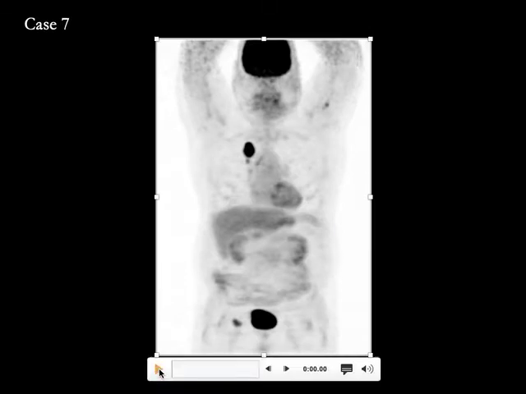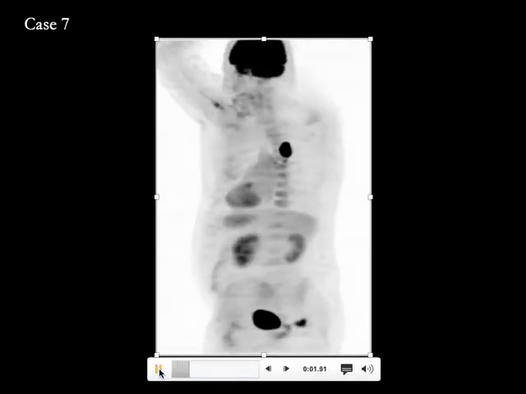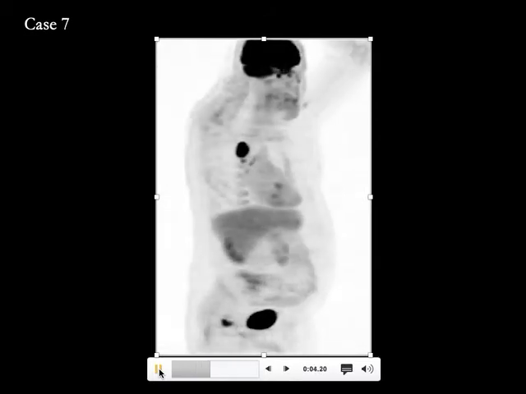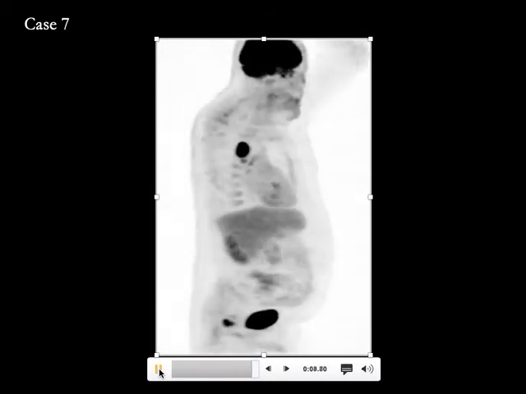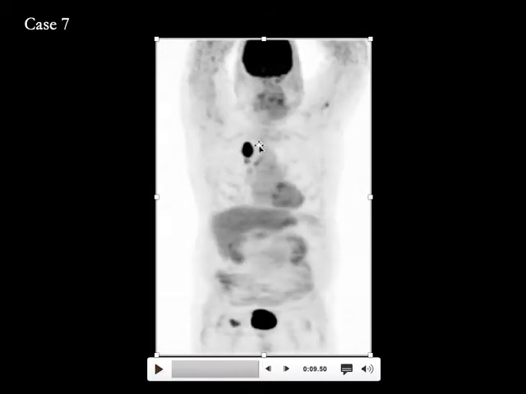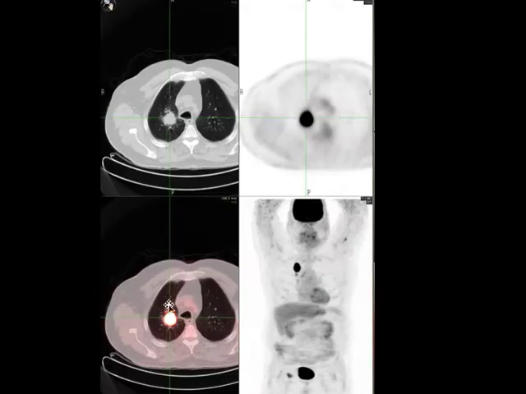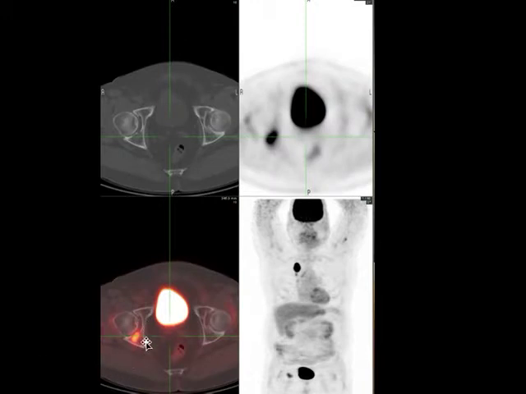Case number 7, another patient with history of lung cancer, again stage 4 with evidence of metastatic disease. The primary is in the right upper lobe, which is seen here. There is an adjacent focus of hypermetabolism. There is a focus here in the left proximal humerus, and there is a focus here in the pelvis. So here's the appearance of the primary on the fused PET-CT image. Metastatic disease in the right posterior acetabulum. So overall a stage 4 lung cancer. Next case.